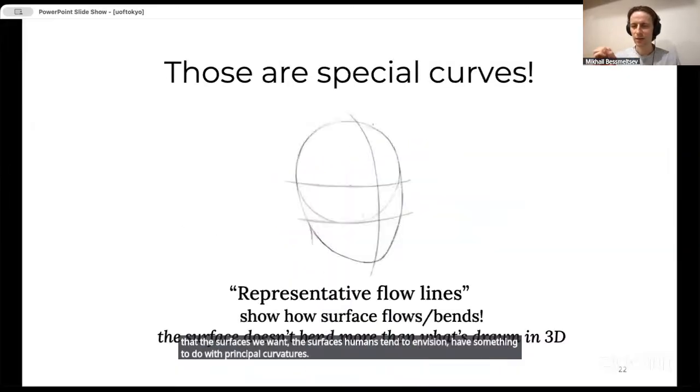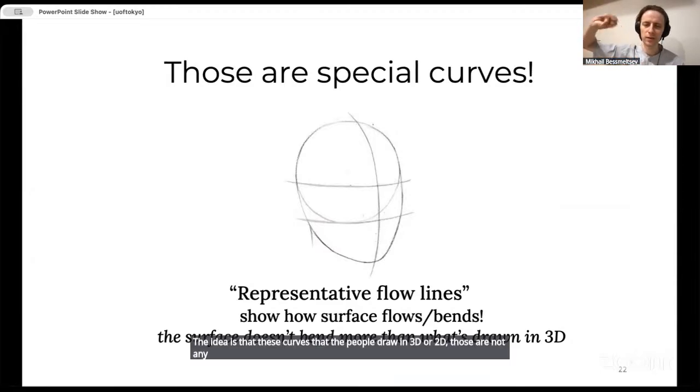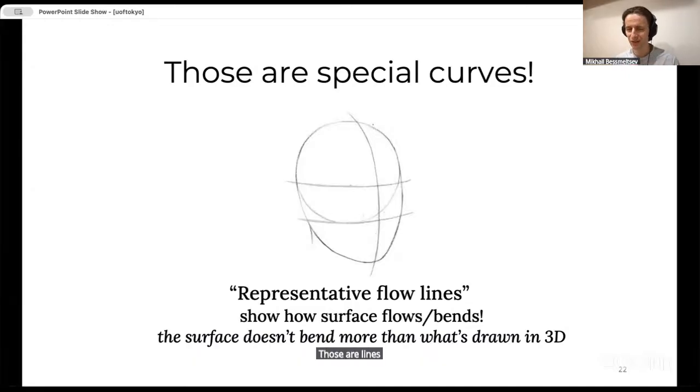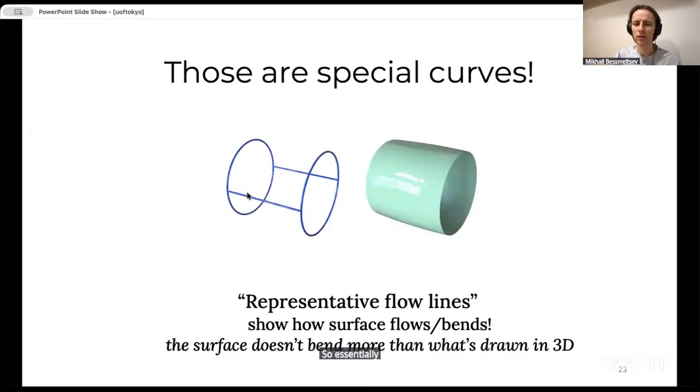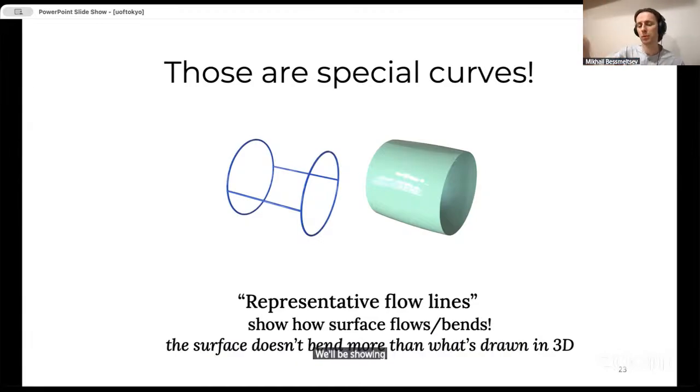So essentially, the idea is that these curves that people draw in 3D or 2D are not any curves on the surface. This is not just random, we're not imagining a surface and just randomly drawing curves there. Those are lines of principal curvature, essentially, up to small details, right? So one of the curves will always show you where the surface bends least, right? Like here, for example, the surface in this direction is straight, and the other curve will be showing the maximal curvature where the surface bends the most. Yeah?